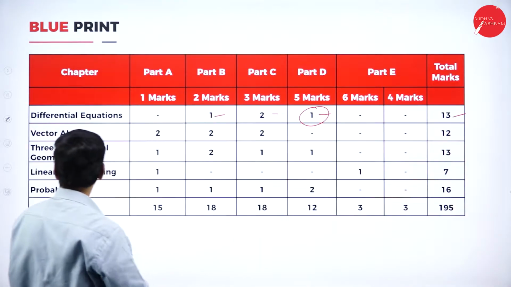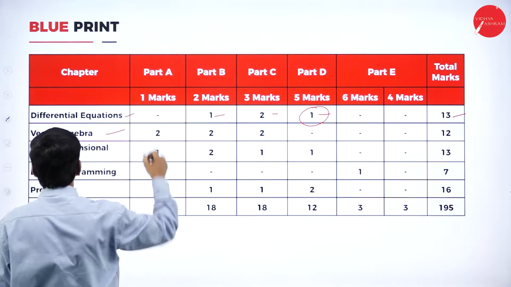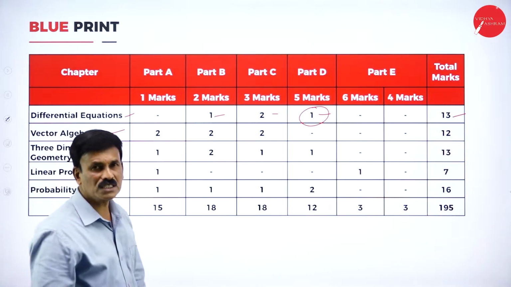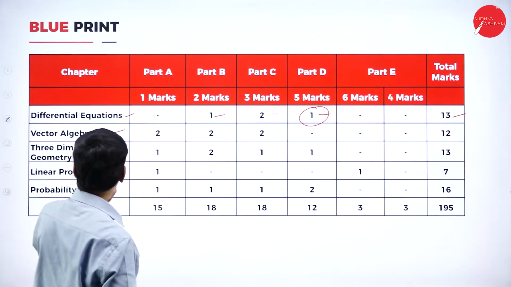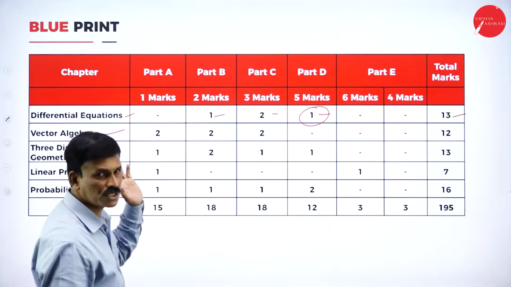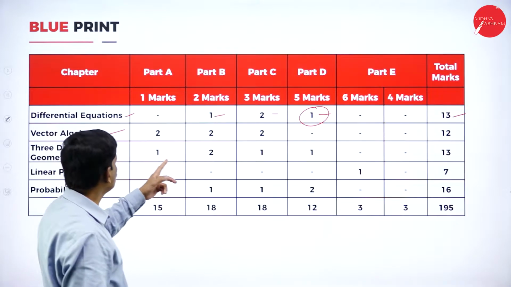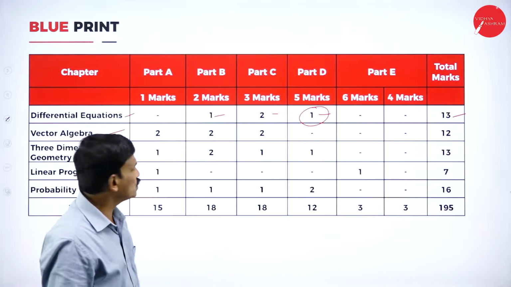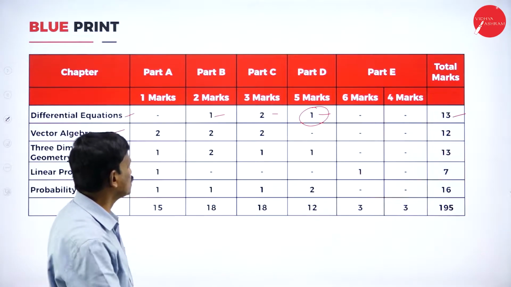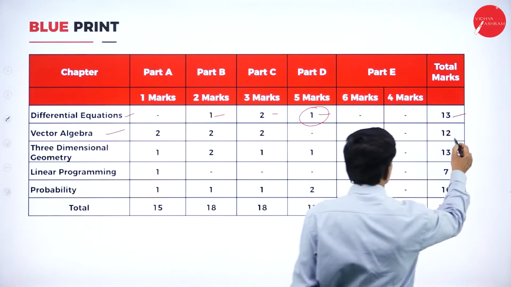Now let us come to the next concept, that is vector algebra. In vector algebra you will have only 1 mark, 2 mark and 3 marks. See here, for 1 mark you will have 2 questions, 2 marks 2 questions, and 3 marks 2 questions. So that will carry around 12 marks.